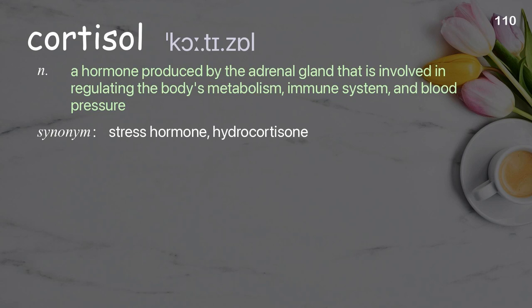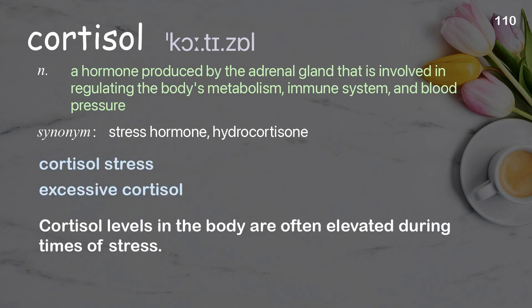Cortisol. A hormone produced by the adrenal gland that is involved in regulating the body's metabolism, immune system, and blood pressure. Examples. Cortisol stress. Excessive cortisol. Cortisol levels in the body are often elevated during times of stress.